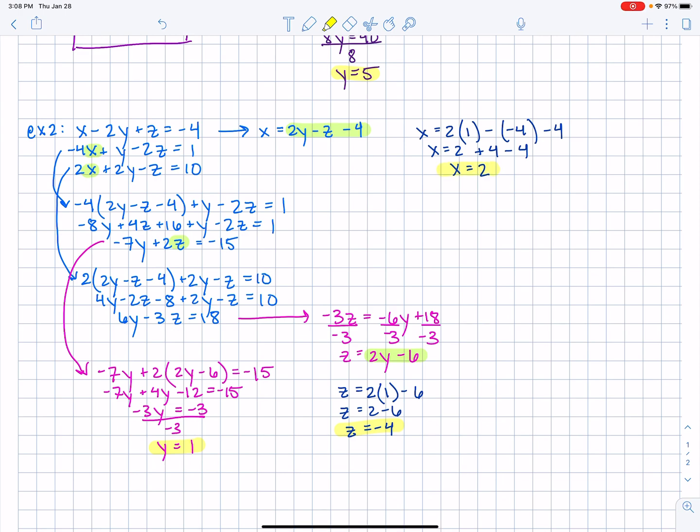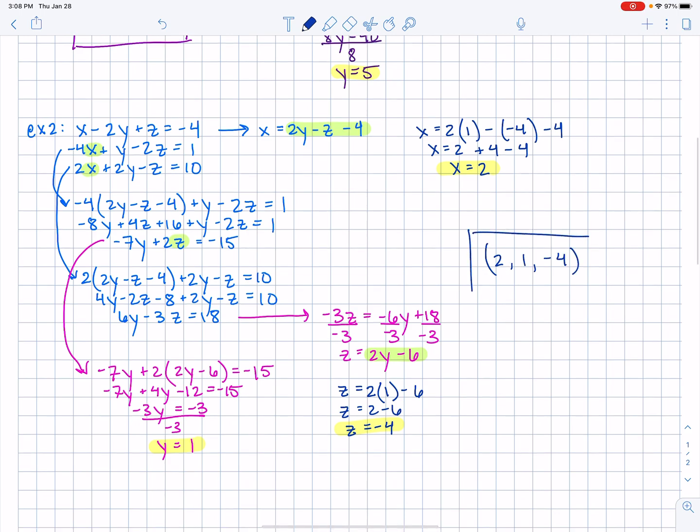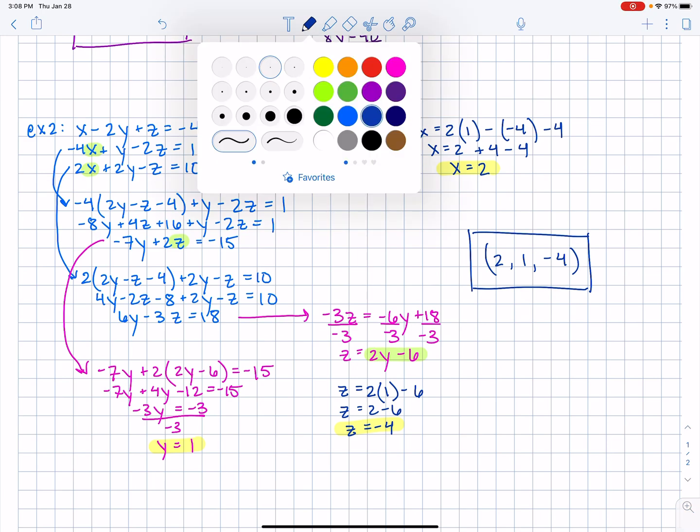And again, for essence of time, you of course would plug this into your calculator and check, but we're going to write our ordered triple as 2, 1, negative 4, and go ahead and box it. Oh, goodness, lots and lots of steps with them. I just have a very last example for you.